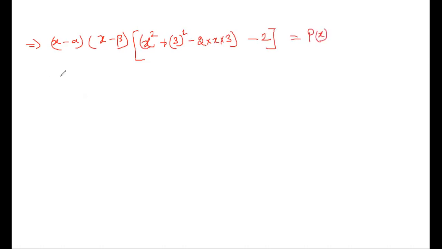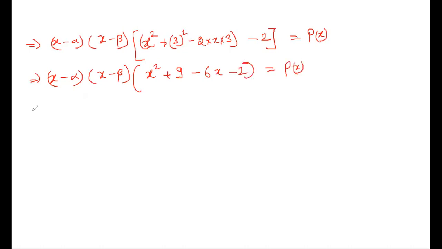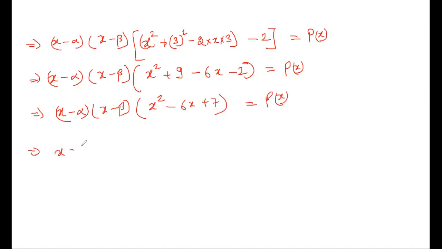So let's solve further. So (x - alpha)(x - beta), and now I will use this bracket. So it becomes x square plus 9 minus 6x minus 2 is equal to p(x). So here (x - alpha)(x - beta) becomes x square minus 6x plus 7 is equal to p(x), right? So further I can write (x - alpha)(x - beta) is equal to p(x) divided by x square minus 6x plus 7.